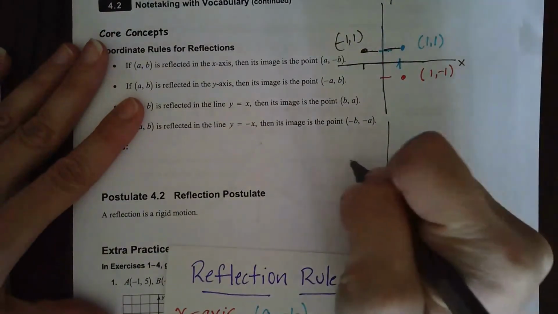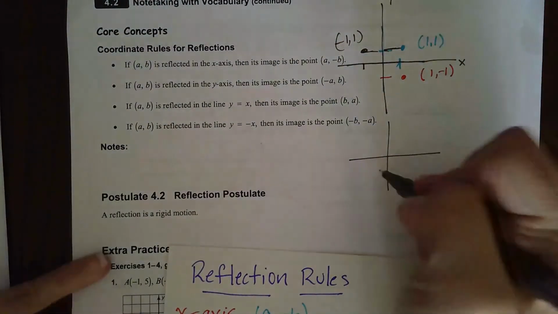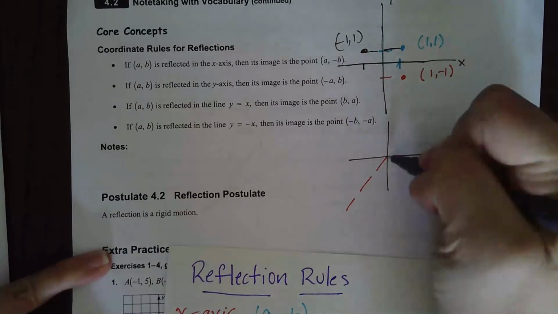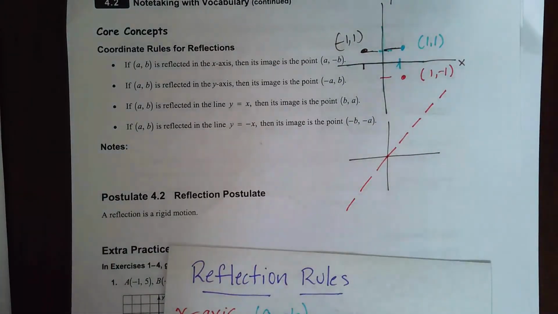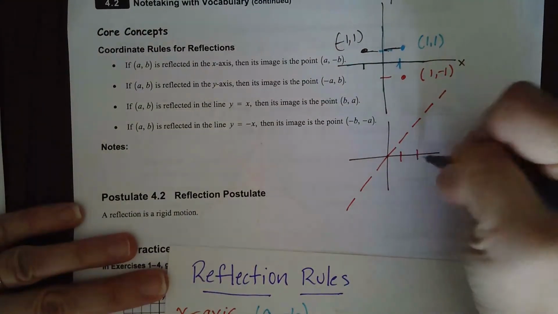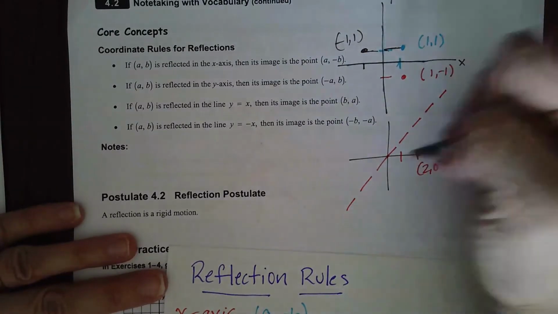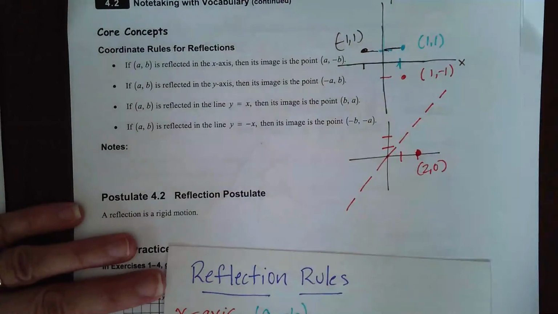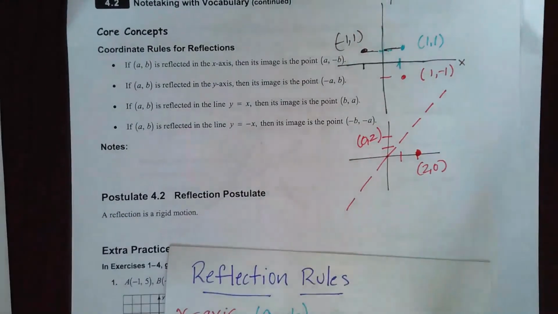When we talk about a reflection in the line y equals x, what I'm referring to here is this is the line of reflection. So y equals x is a line that has a slope of 1 and a y-intercept of 0. And so what we're looking at here is, let's pick a point. Let's say I pick the point 2, 0. And what happens is if I reflect it, again, imagine folding it along that line, I get the point 0, 2.